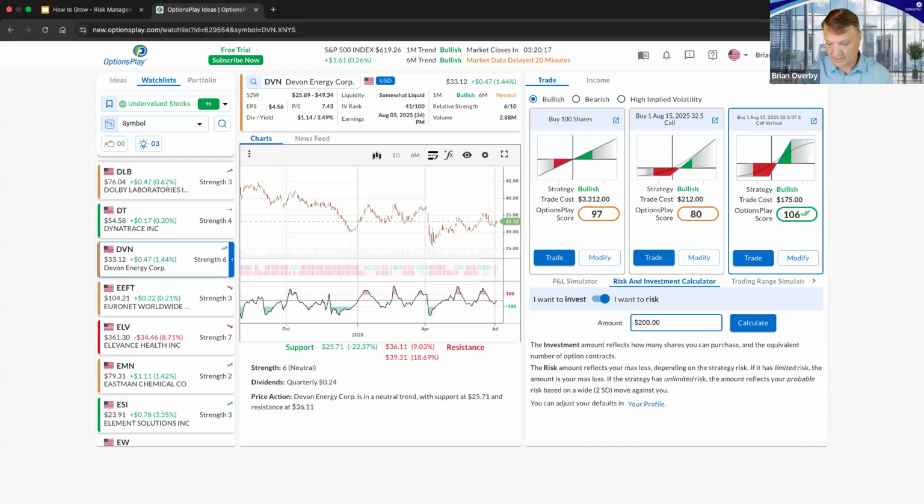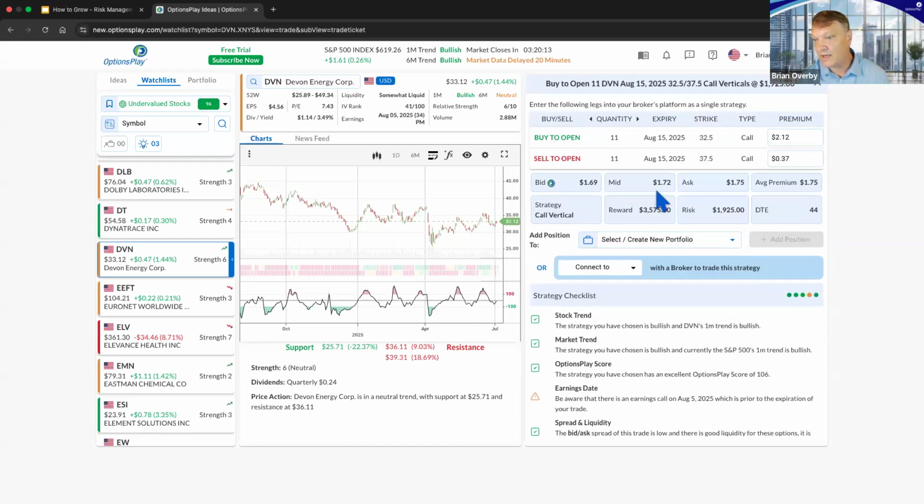That was set at 2,000. I don't know what I just did. And if I click trade, in this instance, I would be risking $1,925, and the bid-ask isn't bad. So August 15th, going out 44 days, and we got a bid of 169 and an ask of 175.